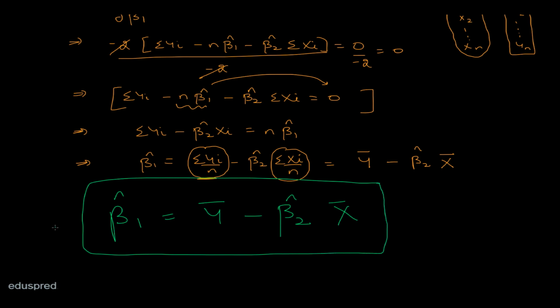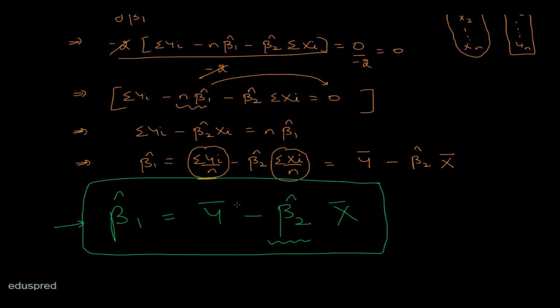To find the value of beta 1 hat, you first need to know the value of beta 2 hat. You cannot find the value of beta 1 hat without solving for beta 2 hat first. So whenever you get some kind of question in the exam where they give you some data and ask you to find the value of beta 1 hat and beta 2 hat, then you should always first solve for the value of beta 2 hat because that will be utilized to find the value of beta 1 hat. Okay, so this is the formula that we have for beta 1 hat, and this marks the end of your step number 2.